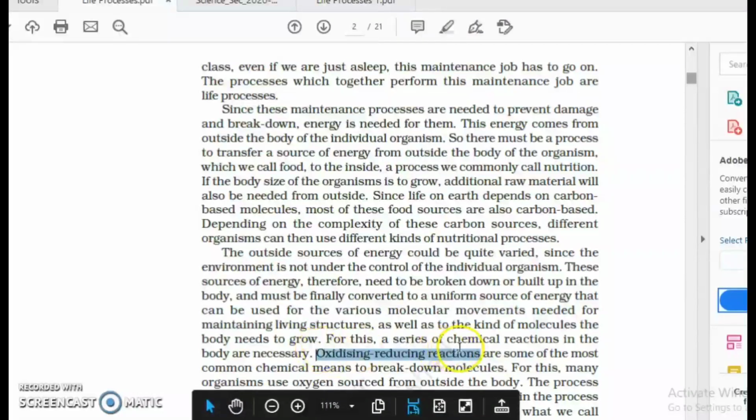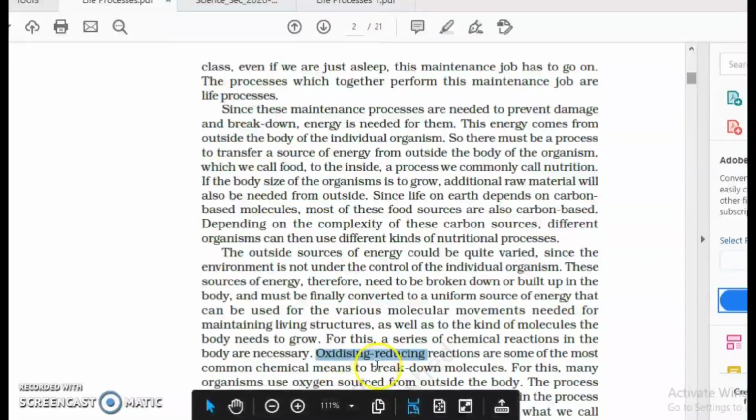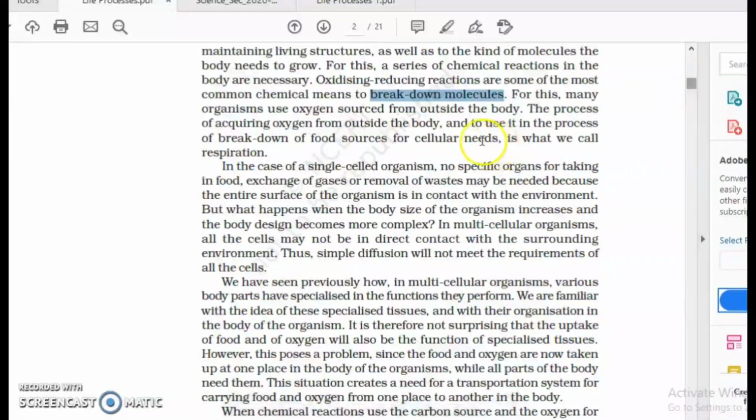They are the most common. So it can be abbreviated. Red from reducing and ox from oxidizing becomes redox. So this is your assignment. Why don't you get us the definition of oxidizing and reducing reactions? And of course, a combination of the oxidizing and reducing reactions are called the redox reactions, which are essential to create ATP by breakdown of the molecules. And this process may happen in the presence of oxygen, in the absence of oxygen, or the lack of it. And this has been called respiration.